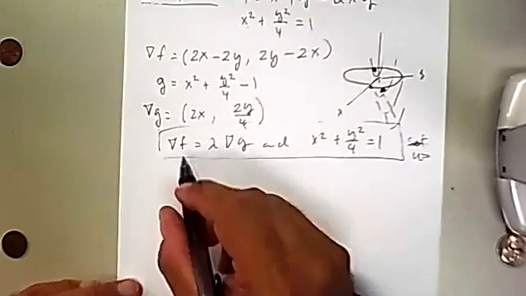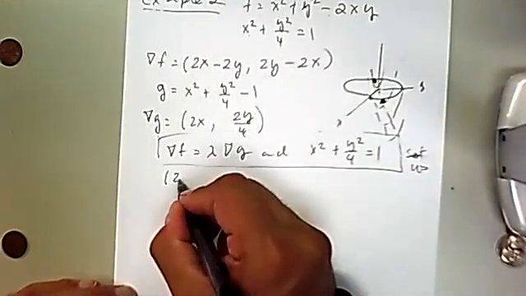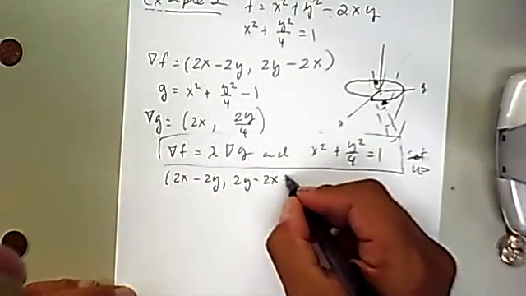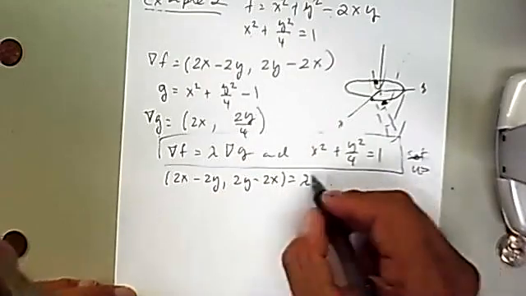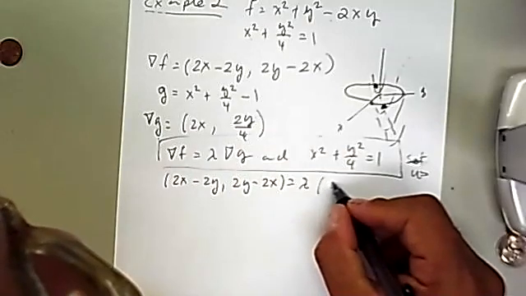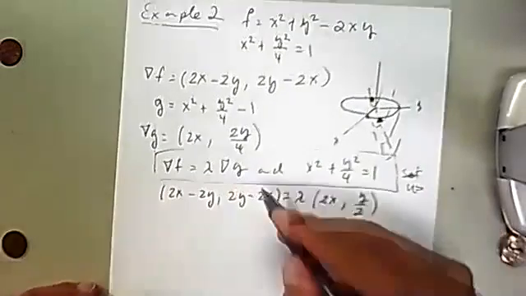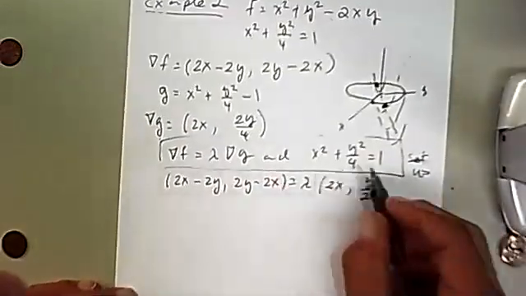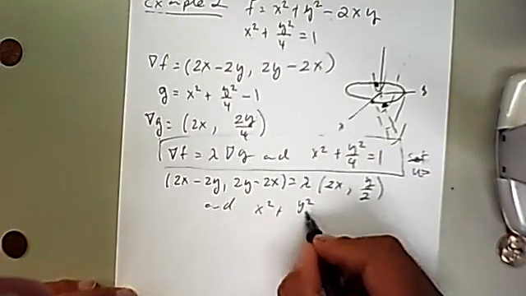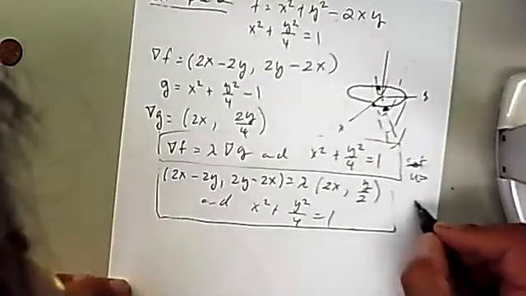This can be translated as, well, the gradient of F is 2x minus 2y, comma, 2y minus 2x, equals a constant times 2x, comma, and y over 2. I'm simplifying the 2 and the 4. And then I don't have enough room to put the restriction: x squared plus y squared over 4 equals 1. So that's another way to write the same setup. So that is a setup.